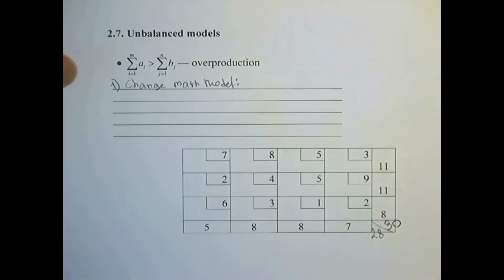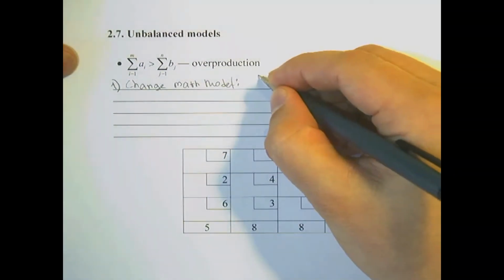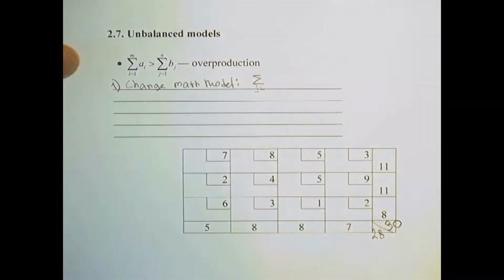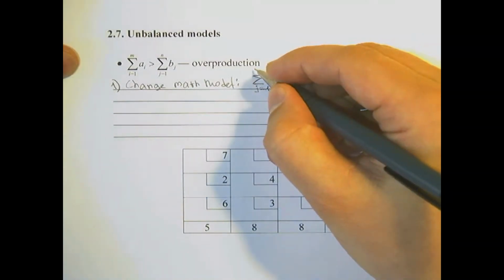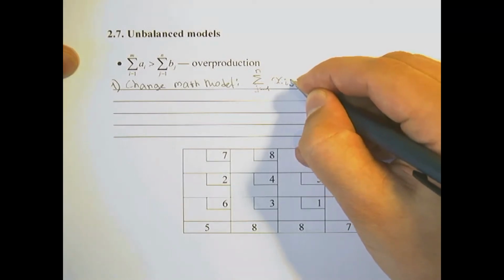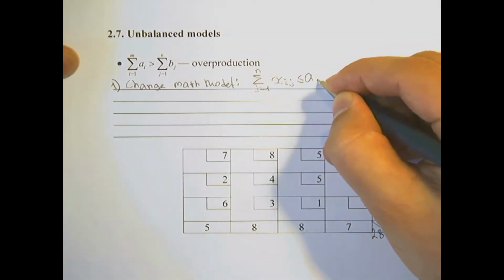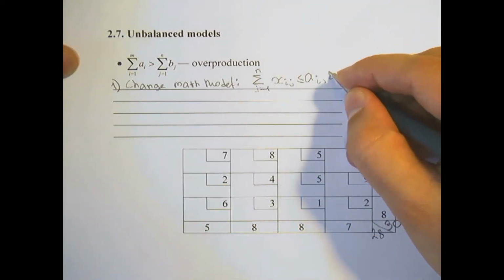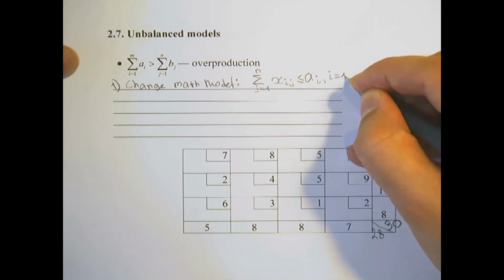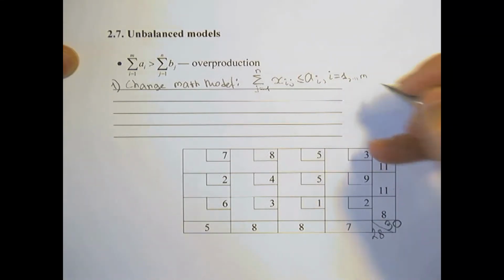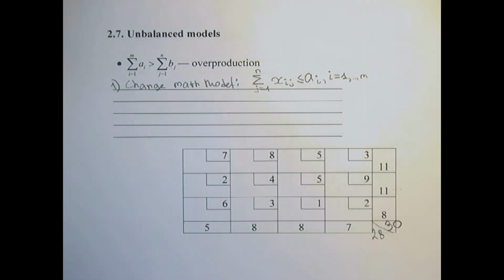How to change this? We should change the restriction. The only point of the mathematical model we change is the restriction for our producers, for our suppliers: Xij less or equal than Ai. We should write this for all the production or supply sites, so i runs from 1 till M. It is the first way to solve the overproduction case.